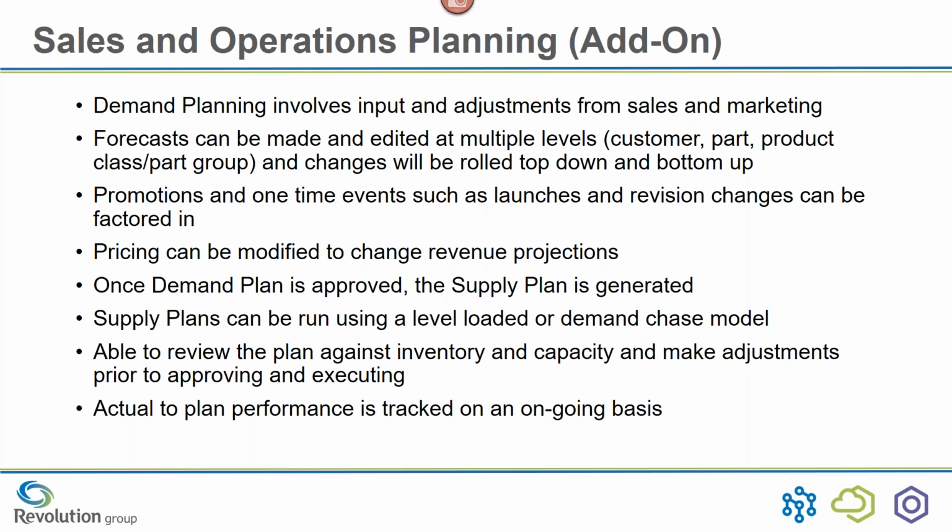So in the sales and operations planning add-on, the demand planning involves input and adjustment from sales and marketing. You can forecast at multiple levels, multiple different ways. So you can forecast by customer, you can forecast by part group. Changes roll up, from bottom up, top down, or middle out.